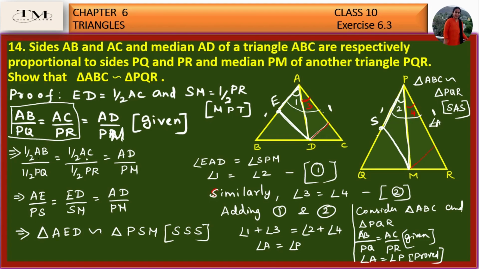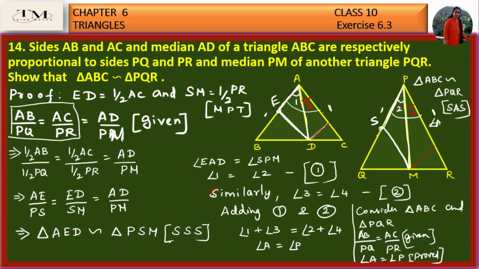On the other side, we have half AC. Half AC is equal to ED. Half PR equal to SM. So in the next one, we will get ED by SM. Keep this as such. So we got AE by PS. Now check the numerator: AE, ED, AD. This is the triangle. In the denominator we have PS, SM, PM. This is the triangle. Then we have triangle AED similar to triangle PSM by the side property.